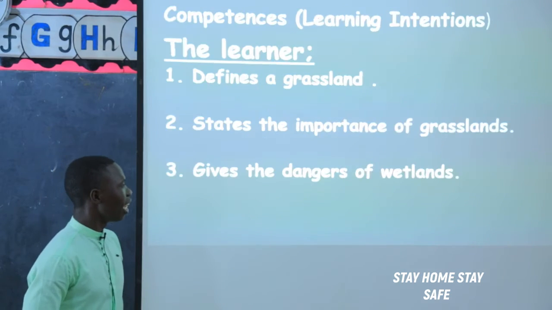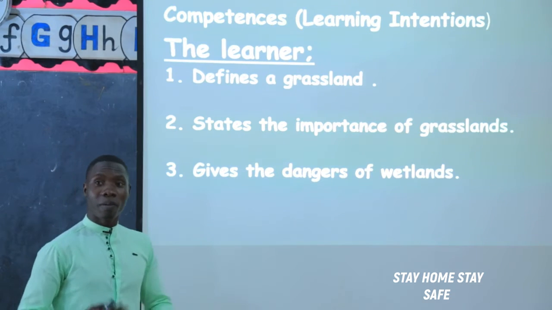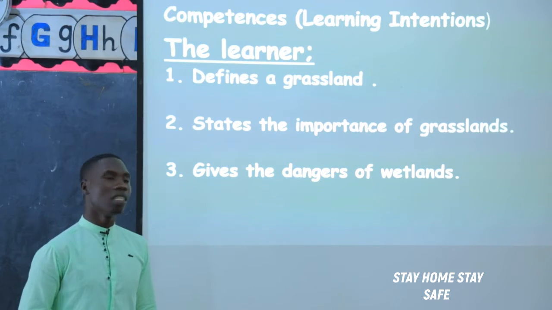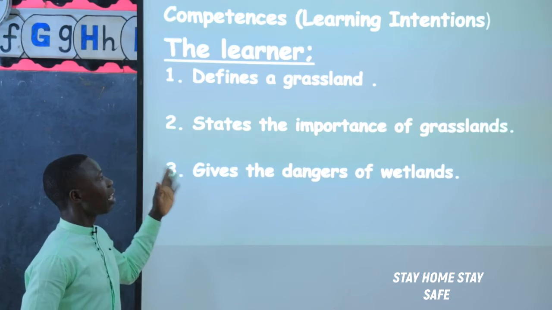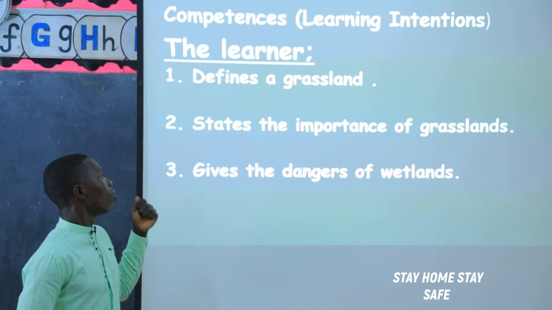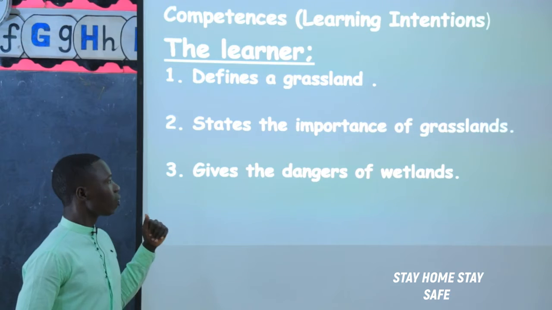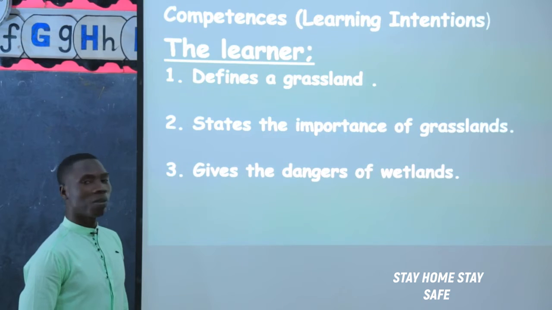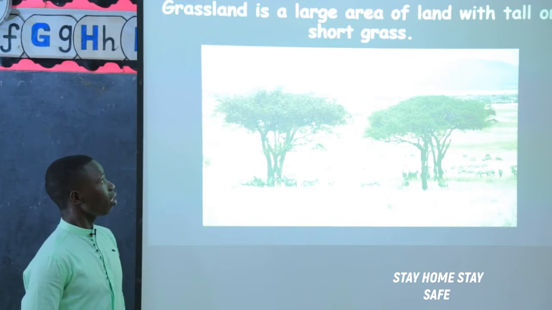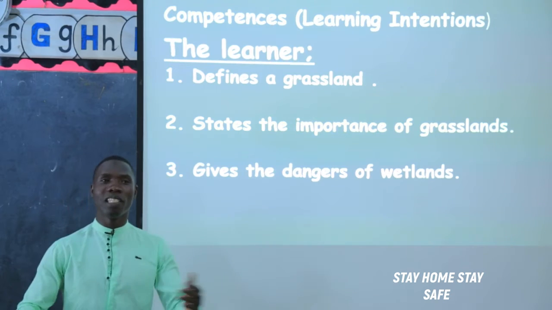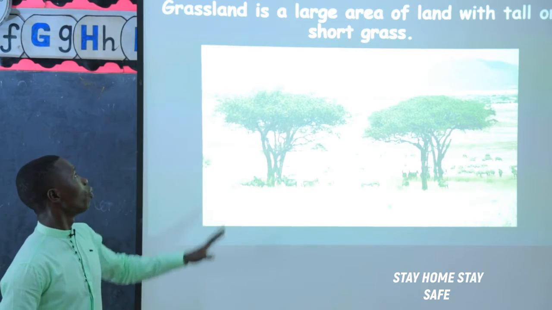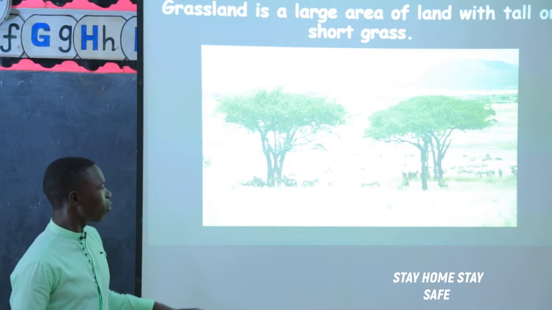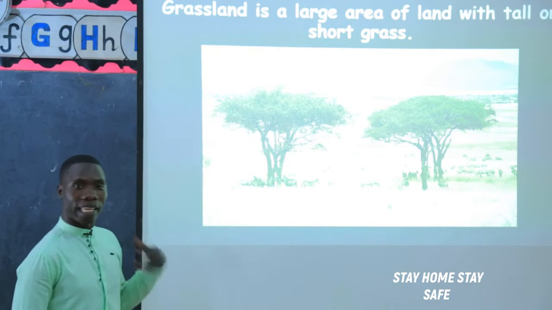Now, friends, today we are going to look at another thing. Remember, we are still handling the various examples of vegetation. So here today we have grass or grassland. Whereby we shall know the meaning of grassland, the importance of grass or grasslands, and the dangers of grasslands. Today we are not going to do in sessions, but we want to begin with what we mean by grassland.